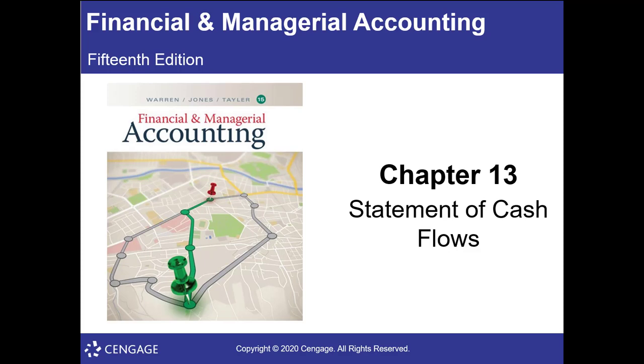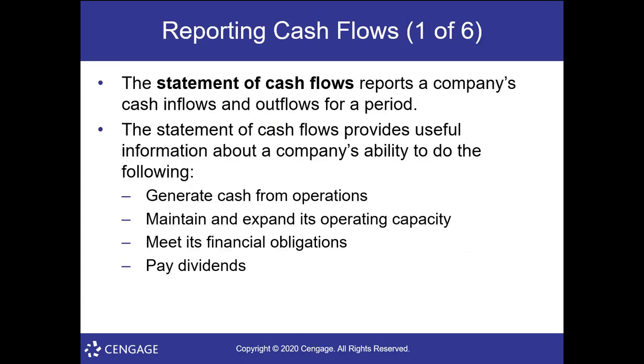Okay, Chapter 13, the Statement of Cash Flows. This chapter covers the fourth and final financial statement that is provided in an annual financial package submitted by all publicly traded companies to the Securities and Exchange Commission on an annual basis. So this shows their ability to generate cash to meet their financial expectations and obligations.